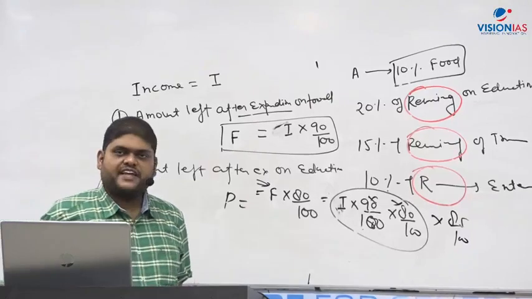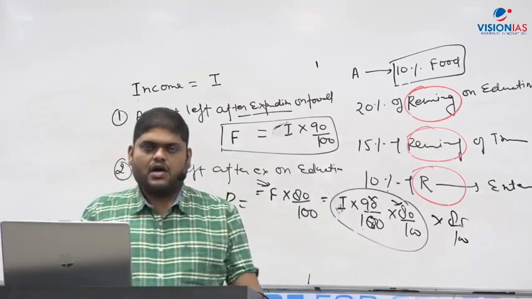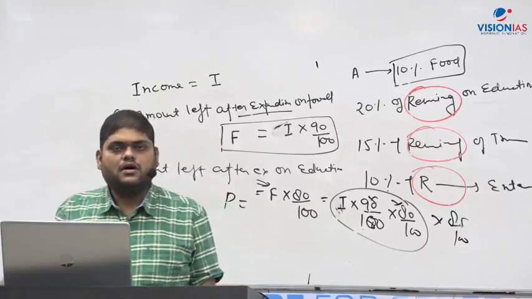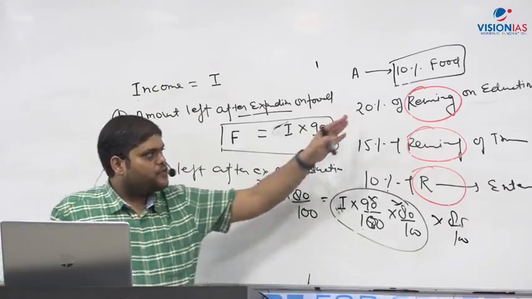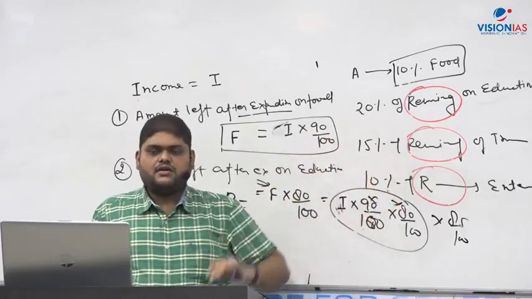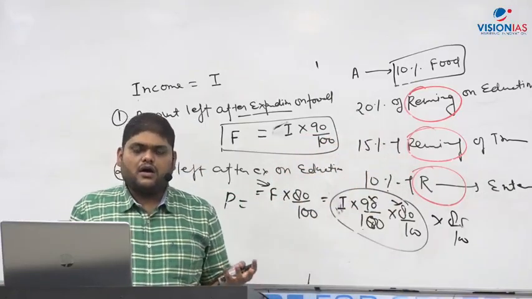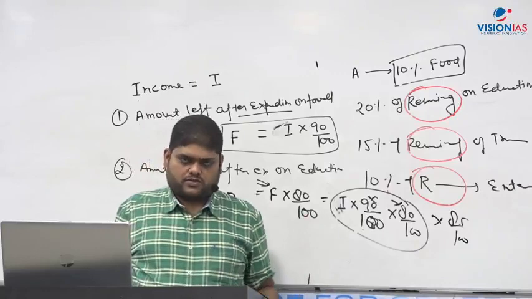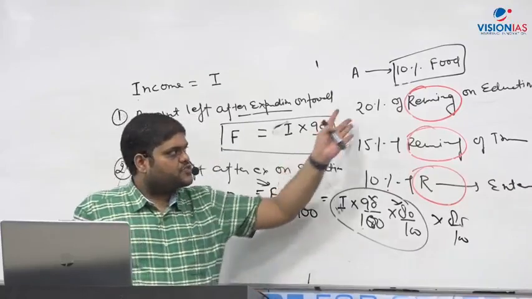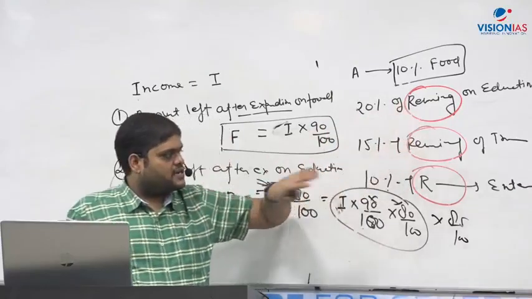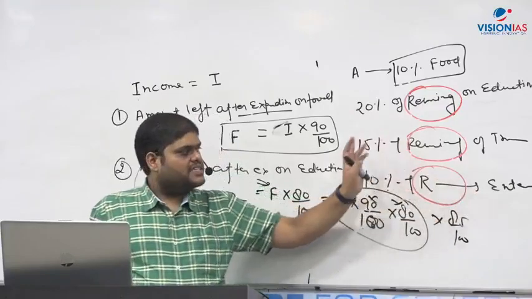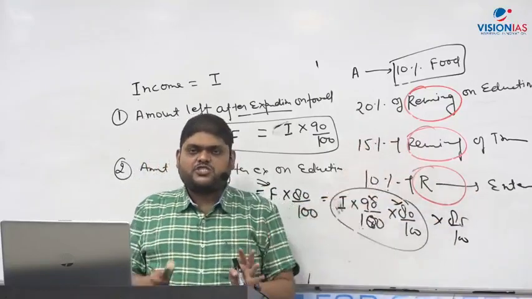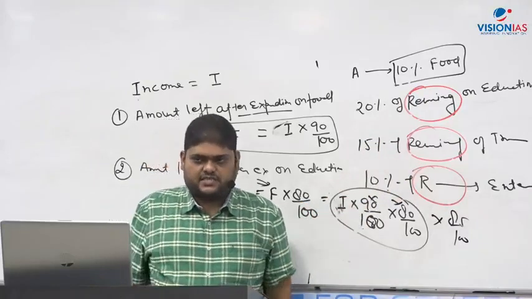Okay, now one very genuine question. Sir, suppose we have to follow the same chronology, or can we do it another way also? We can first do 20% of remaining on education, then we can find out 10% on entertainment, then this one. Is this possible? Can this chronology be changed?